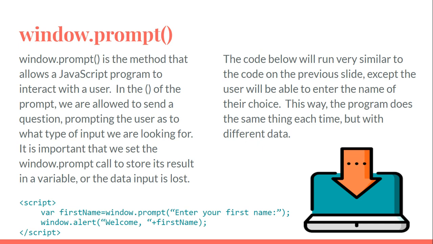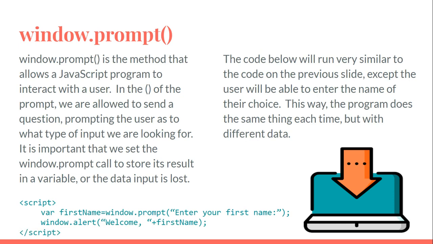So the same way that before we had var firstName equals Mickey, now we're going to say var firstName equals, and you'll see down here we set it equal to window.prompt. And then inside those parentheses, we give the question, enter your first name. A pop-up window will appear that I'll show you on the next screen. The user gets to type into that window. They hit enter. And then whatever they've typed in gets stored in firstName. And when we do window.alert welcome firstName, then it'll say welcome and whatever they typed in.